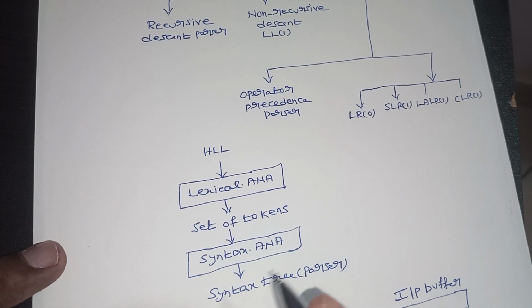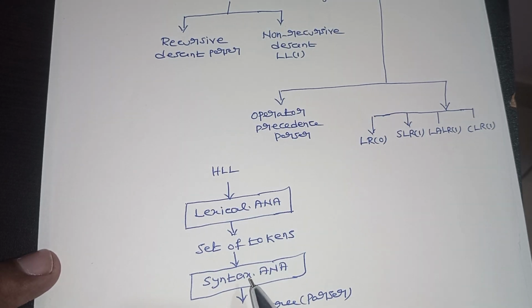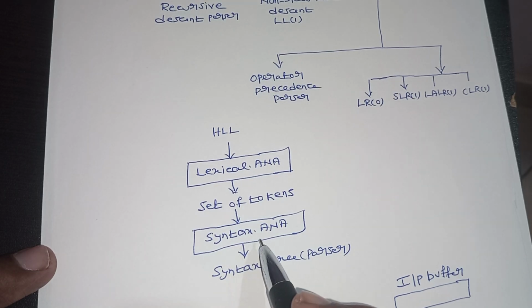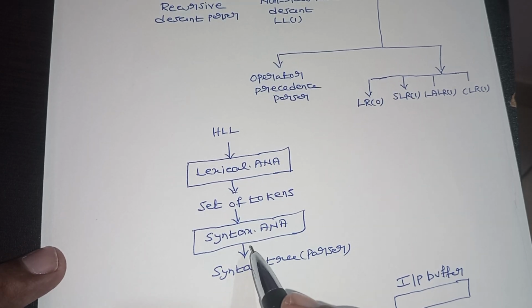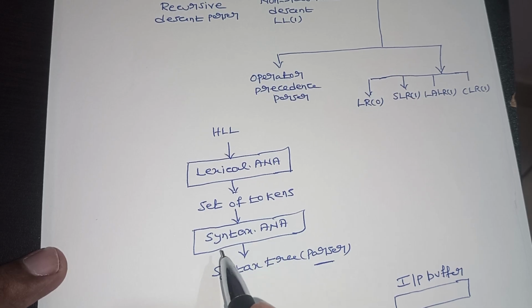When you take the phases of a compiler, we have a total of 6 phases. The second phase is syntax analysis, and the output of the syntax analysis is a parse tree. What is a tree? It has nodes, leaf nodes, root nodes, edges, and internal nodes. That is called a tree. The output of the second phase is the parser.